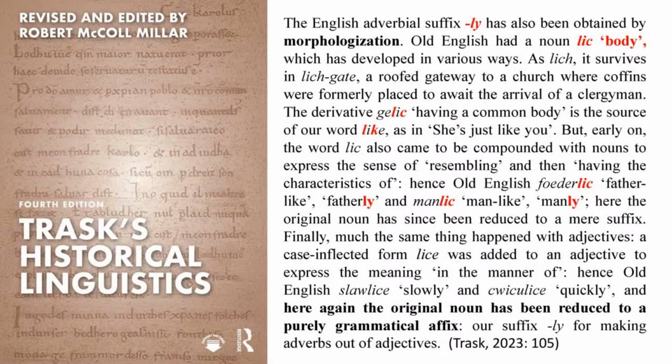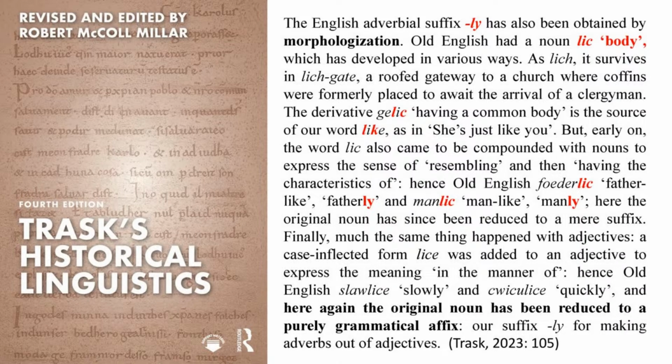And so he gives an example here. I won't read everything, but I might. When you say "li" as a grammatical morpheme in English, this used to be a whole word, "lik," meaning body, right? So he says the English adverbial suffix "li" has also been obtained by morphologization. Old English had a noun "lik," body, which has developed in various ways. A lick or a lich, it survives in lich gate, a roofed gateway to a church where coffins were formerly placed to await the arrival of clergymen.